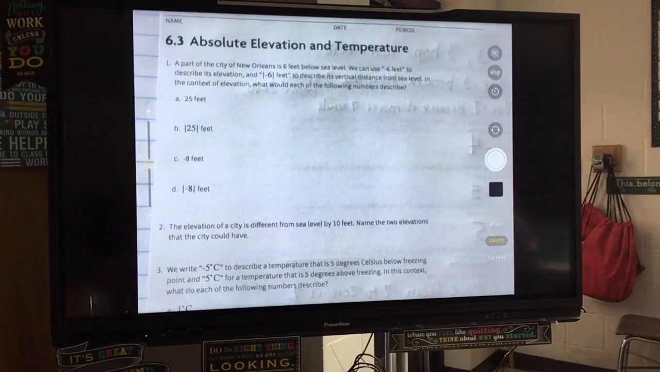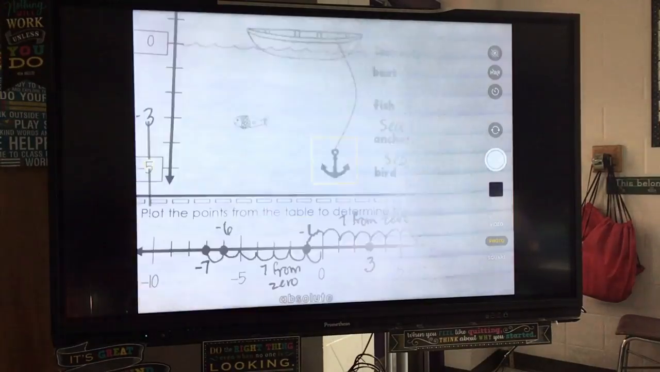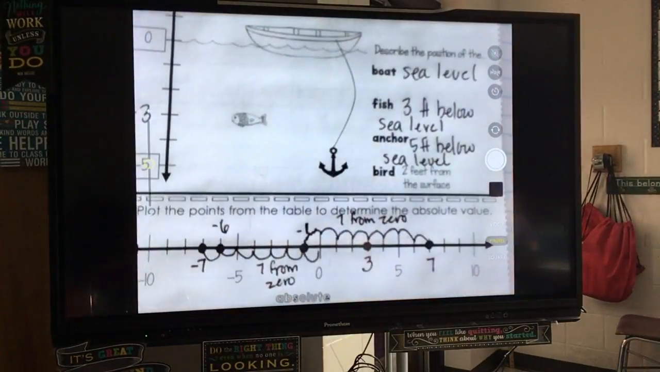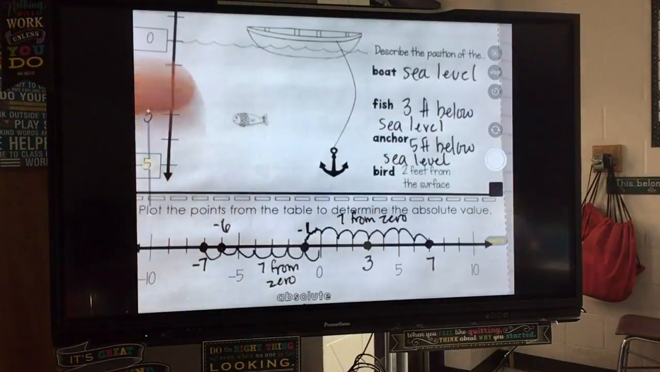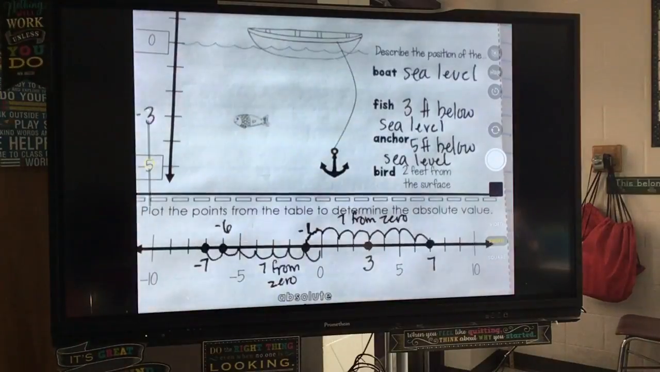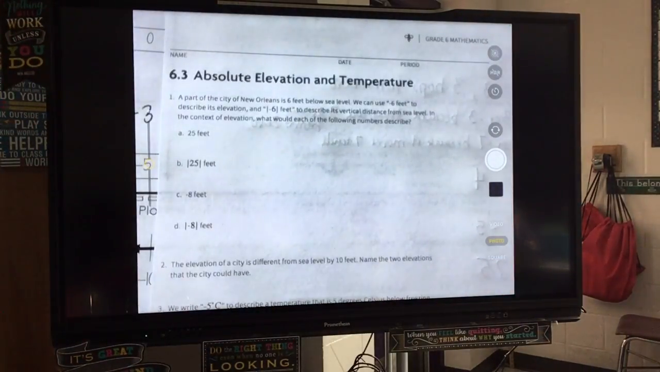Are we confused? Why? We have this right here where we did exactly what it's asking you to do. Don't lose your minds because we put the word elevation in there.